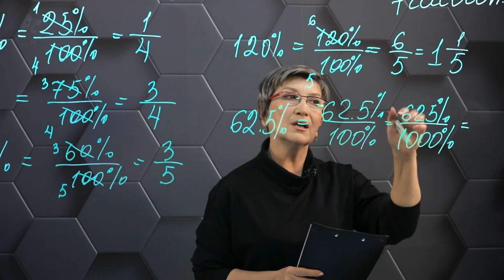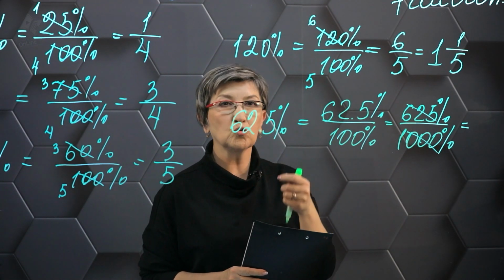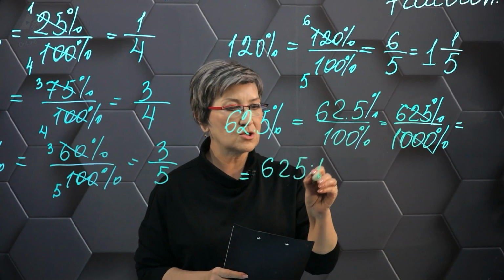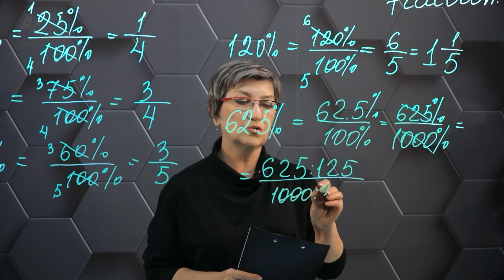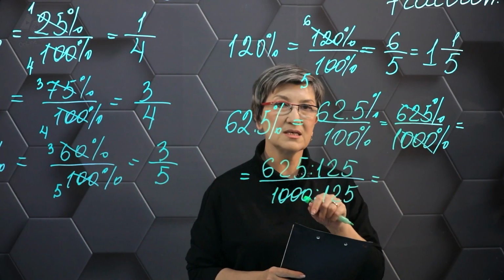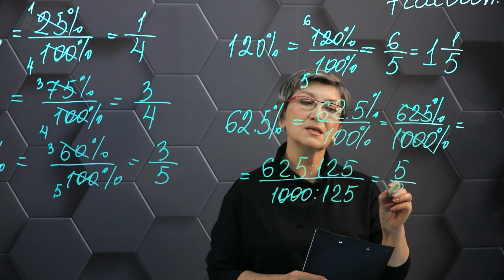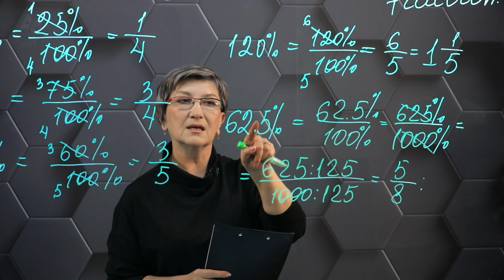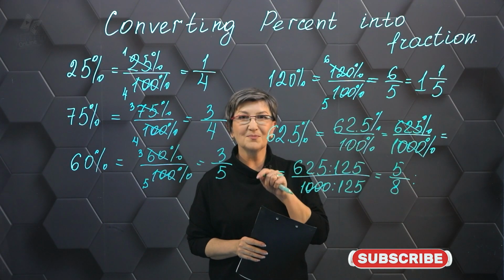And in this case, I can reduce 625 and 1000 by 125. Let's write down 625, I divide by 125. And 1000, I divide by 125. What is the result? 625 divided by 125 is 5, and 1000 divided by 125 is 8. Thus, 62.5% is 5 parts of 8. Use this algorithm to convert percentages to common fractions.